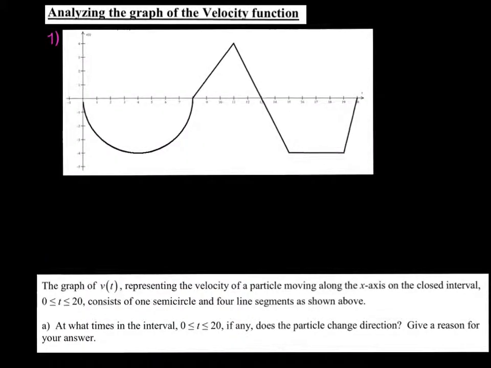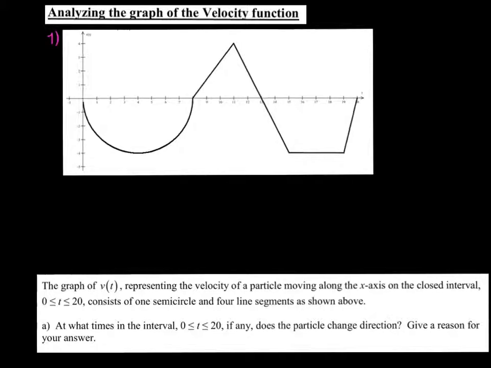Okay, this first example in analyzing the graph of a velocity function. It says the graph of v of t representing the velocity of a particle moving along the x-axis on the closed interval 0 to 20 consists of one semicircle and 4 line segments as shown above.